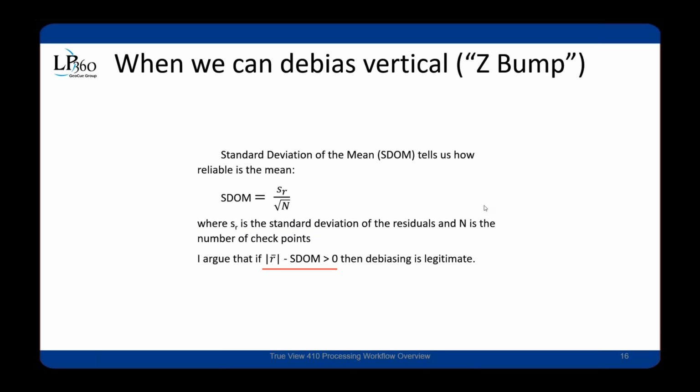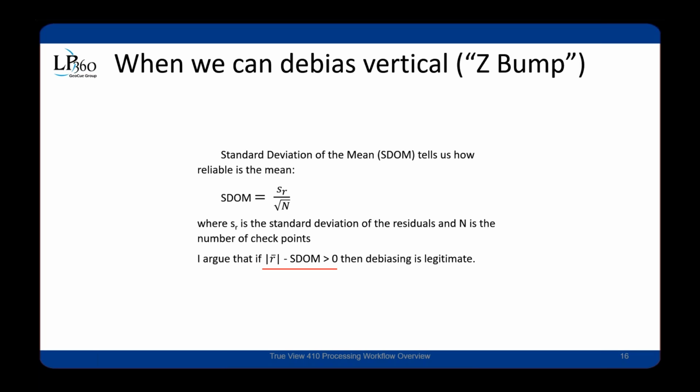So this process is called the Z bump. Everybody in production does it. So they go out and figure out the mean value and say, okay, I'm going to shift the whole LiDAR point cloud to improve accuracy. And this is a perfectly valid operation because the bias is systematic and you can remove systematic errors. The question becomes, when am I allowed to do that?